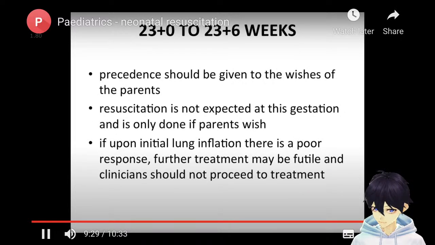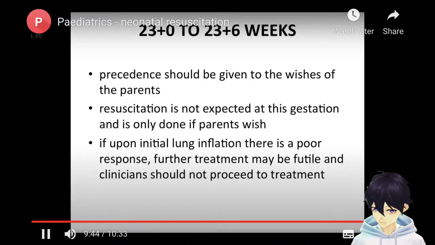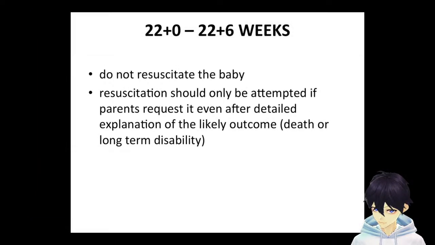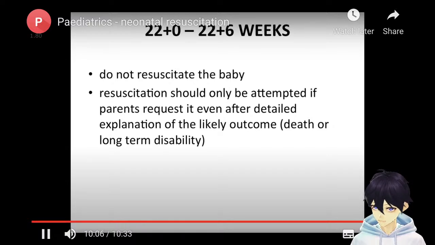At 23 to 24 weeks, the precedence should be given to the wishes of the parents. So resuscitation is not expected at this gestation and is only done if the parents really wish it to be so, and they need to have been counselled about the long-term expectations of a child at this gestation. At less than 23 weeks, so at 22 to 22 plus 6 weeks, you should not resuscitate the baby. Resuscitation should only be attempted if parents request it, even after detailed explanation of the likely outcome, which is likely to be death or long-term disability, and it is rare to offer resuscitation at this gestation.